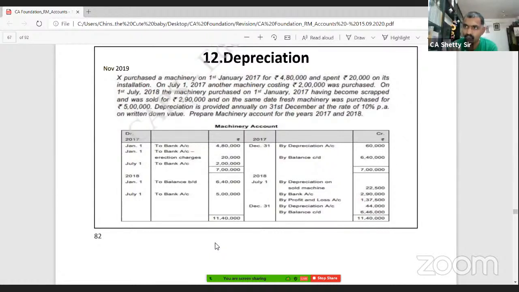If there are multiple assets, you go by the first approach. Whatever the WDV minus WDV sold, the balance into 10%. Are you getting my point? Yes, 1,90,000. Below that, you write 1,90,000. Make a circle P1. Complete right side. Addition on 1st July. One more addition is there. Fresh machinery, 5 lakh.